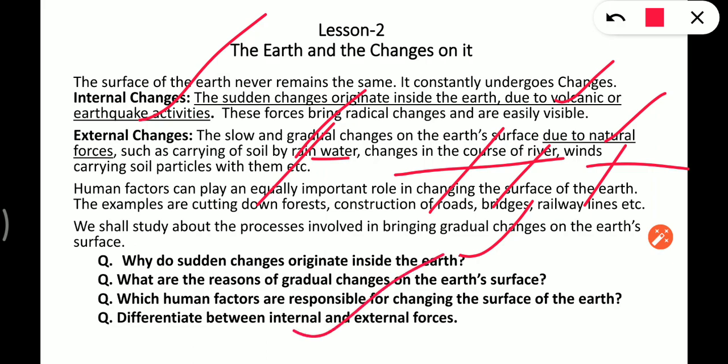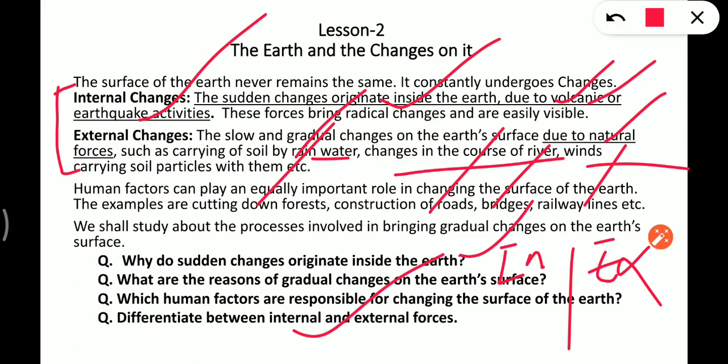differentiate between internal and external forces. So I have mentioned it here. You will make 2 columns. Here you will write internal, and this side you will write external forces. So I tell you, first in internal you will write they originate inside the earth. Second point you will write they originate due to the volcanic or earthquake activities, and then after they bring radical changes and are visible.